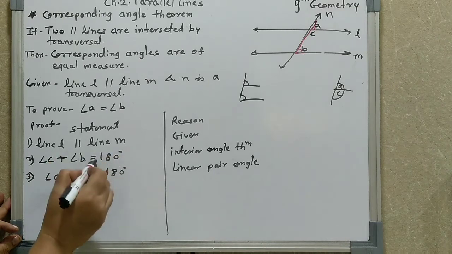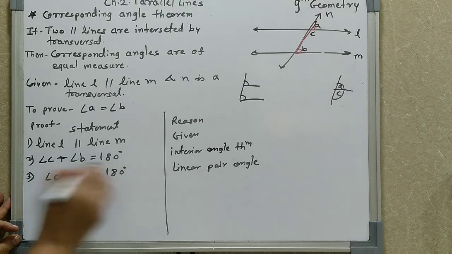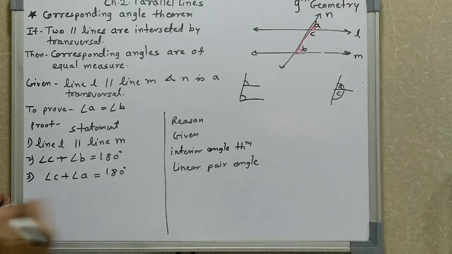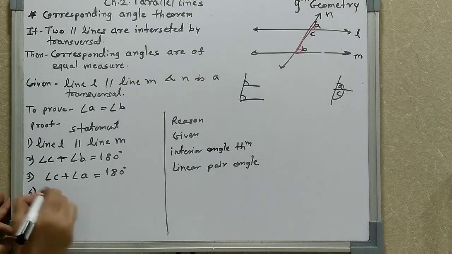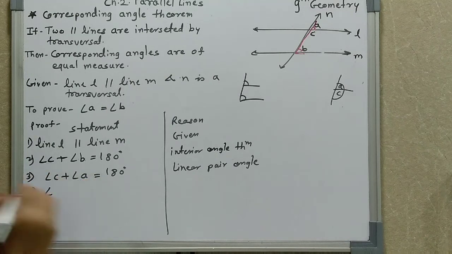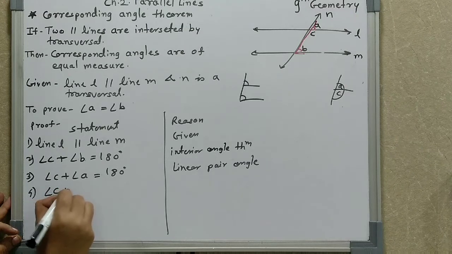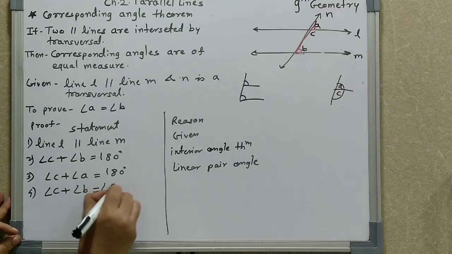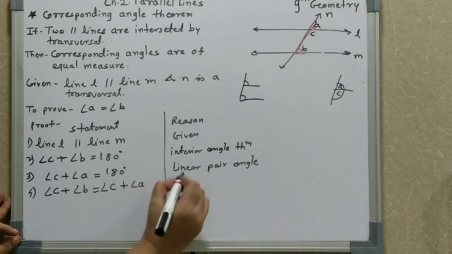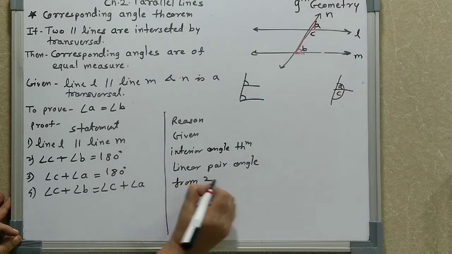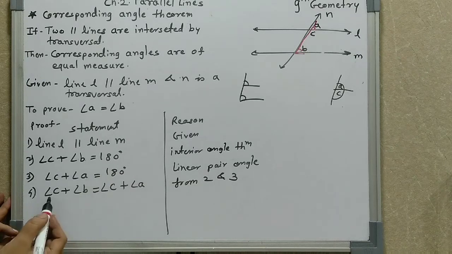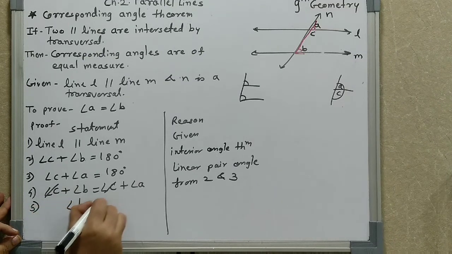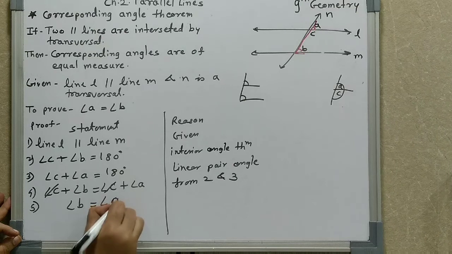See in these two statements, here 180, 180. The RHS part of these two statements becomes the same or equal. So the LHS part is also equal. So write here the fourth statement, that is this LHS part and this LHS part are equal. So angle C plus angle B is equal to angle C plus angle A. Reason, from 2 and 3. So angle C cancels. So what do we form? That is the fifth statement, angle B is equal to angle A.